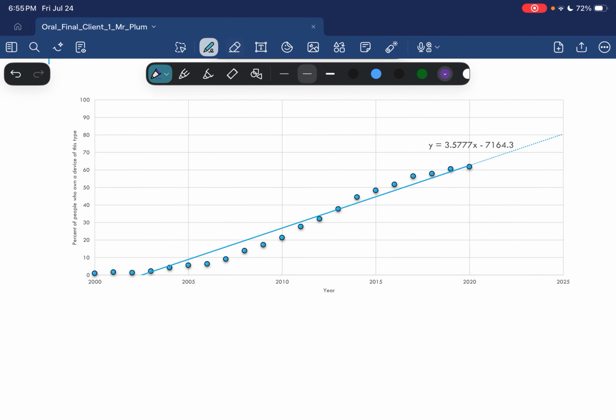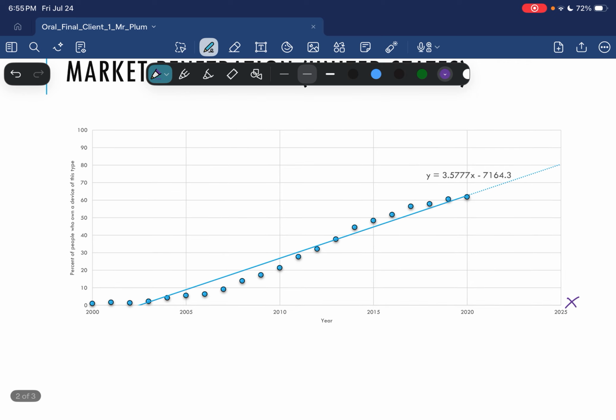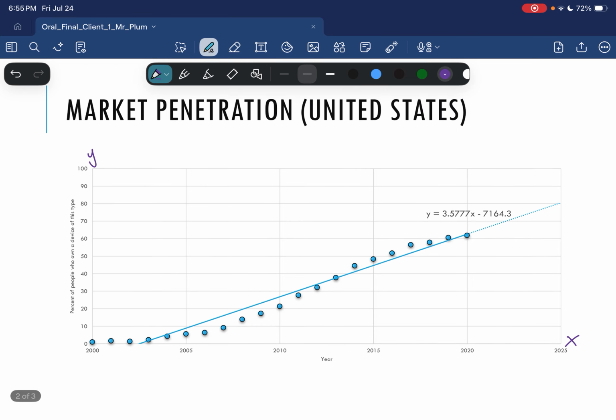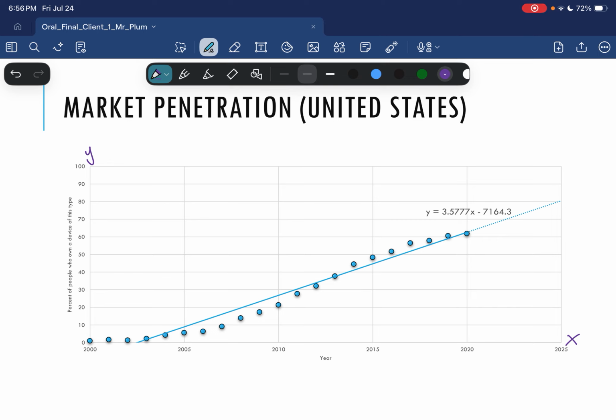On the horizontal axis, we have the time measured in years from 2000 to 2025, sorry. On the vertical axis, we have the percentage of Americans who own this type of electronic device. So this graph is measuring market penetration. That means the percentage of the population that already owns the product.